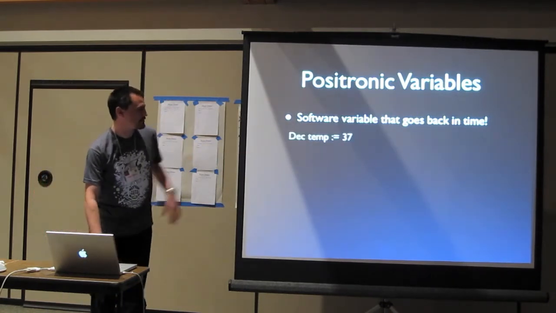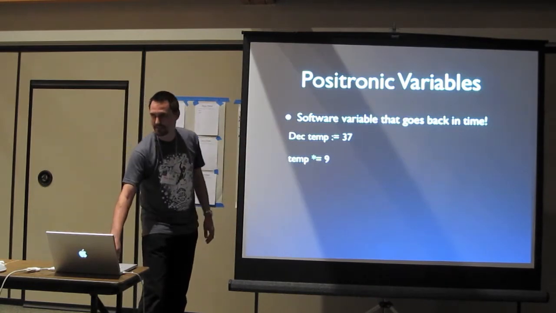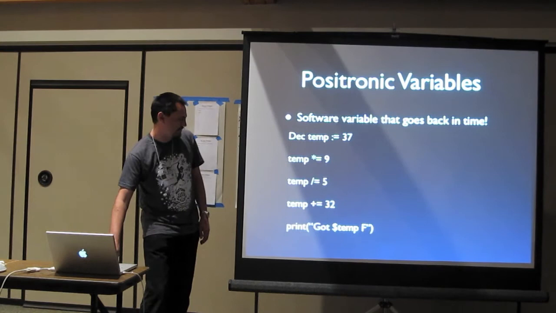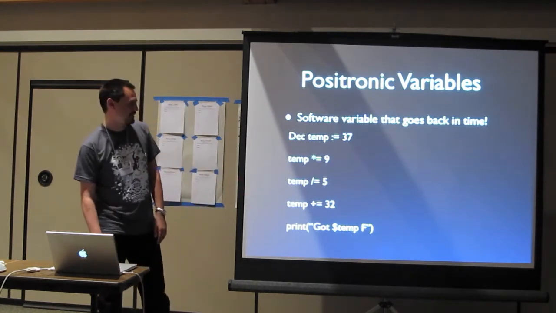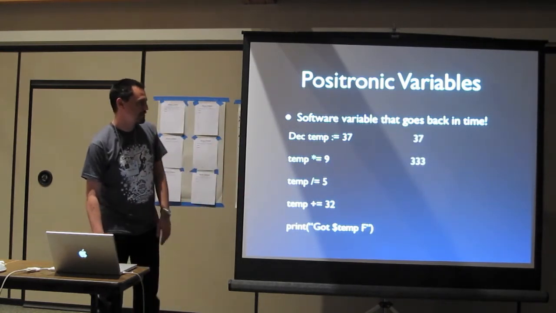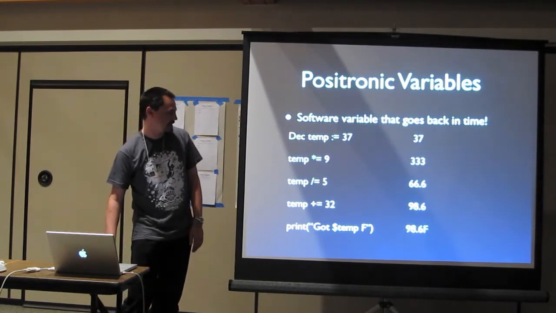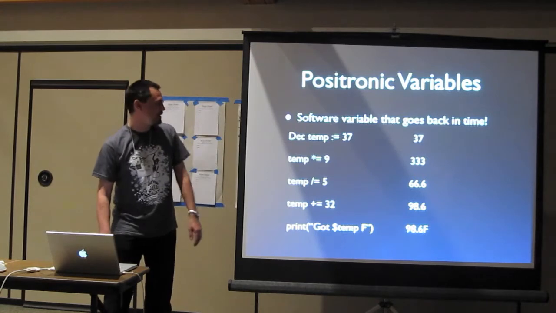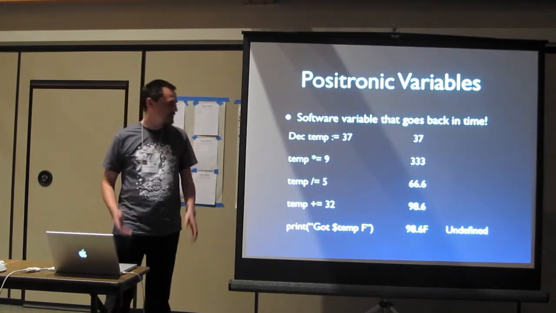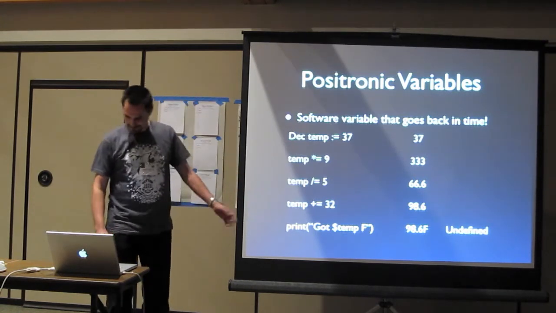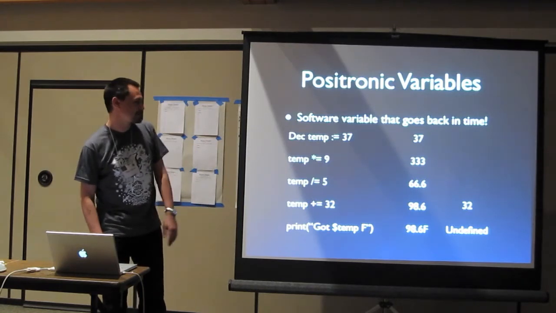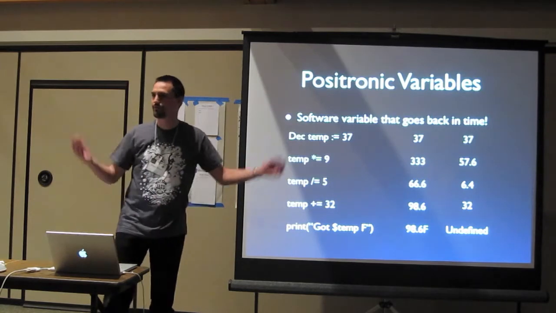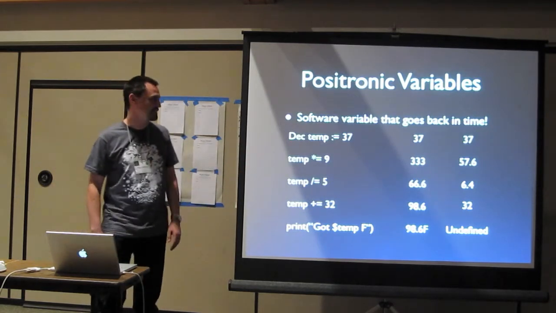Let's say in normal software, you have 37 degrees that you want to convert to Fahrenheit. You multiply by 9, divide by 5, add 32, and you get the temperature in Fahrenheit. So, normal calculation: 37, 333, 66.6, 98.6 Fahrenheit. If now my temp variable is a positronic variable, it starts from the bottom, it's undefined. You start the calculation, 32, 6.4, 57.6, and finally everything you did is for nothing because you put back 37.